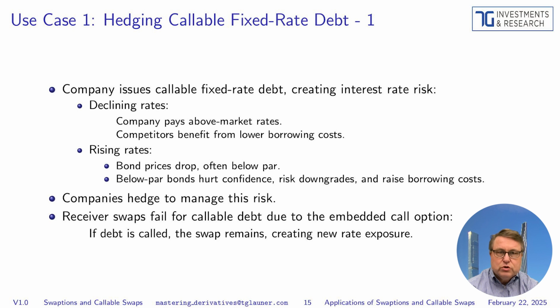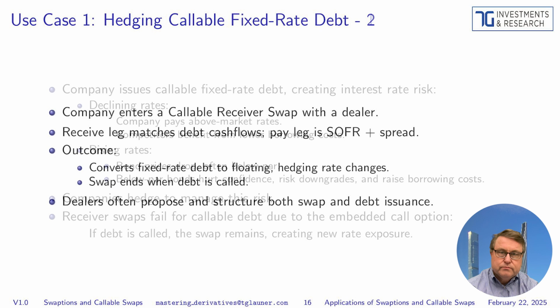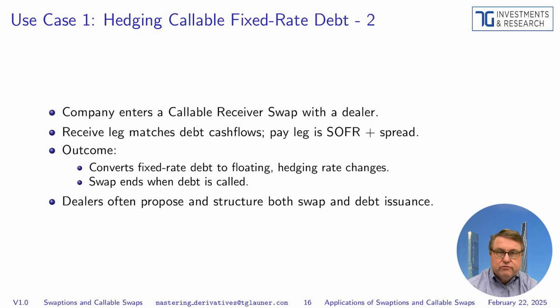This creates new exposure to interest rate fluctuations as the original purpose of the swap to offset the now-called debt no longer applies. To address this issue effectively, companies might use a callable receiver swap structured with a dealer. In this arrangement, the receive leg of the swap matches the cash flows of the callable fixed rate debt.